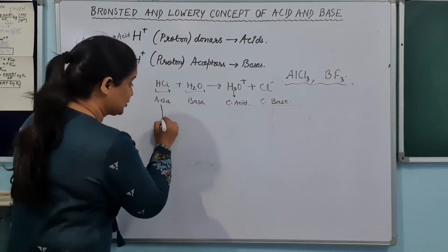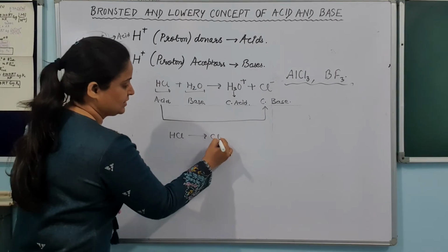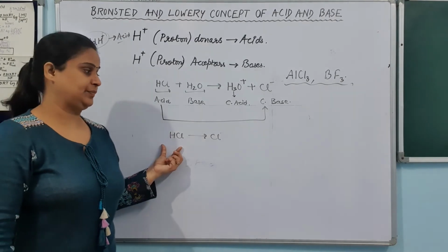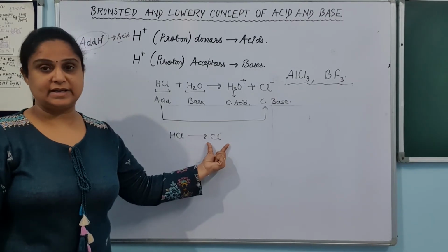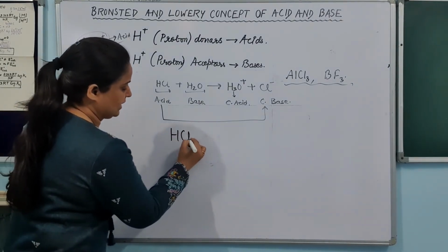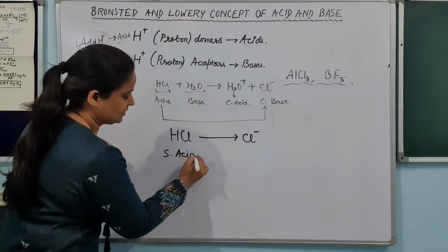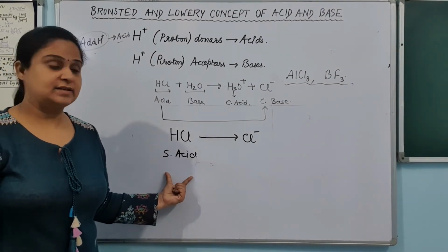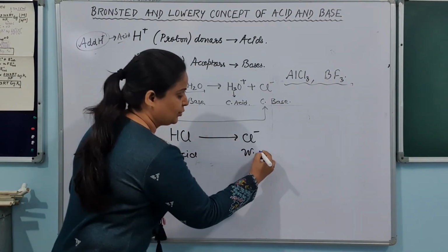Now one thing which has to be mentioned here is, look at this. In this acid and base pair, HCl to Cl minus, you have to remember, if your acid is strong, the conjugate base of that acid will be weak. For example, we know that HCl is a very strong acid. A very strong acid's conjugate base will be a weak base. So the base formed will be weak.